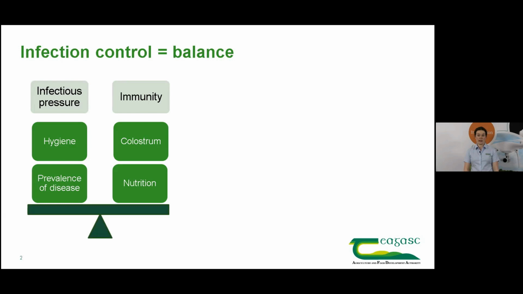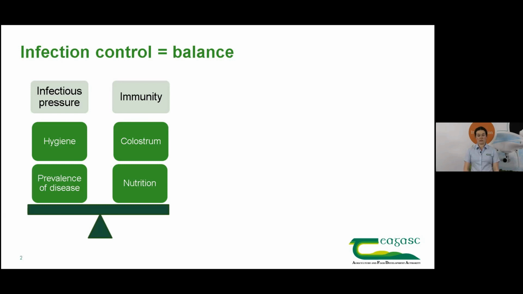The more animals that are infected, the more likely it is that they're shedding bacteria or virus into the farm environment, which increases the infectious pressure. Infectious pressure, the higher it is, the more likely that there is continued spread of disease and you will see sick animals. On the other side of the balance, we have the animal's own immunity. This is influenced by things like colostrum intake as a calf and the nutritional status of the animals throughout their life. Things such as stress can also decrease the animal's immunity.